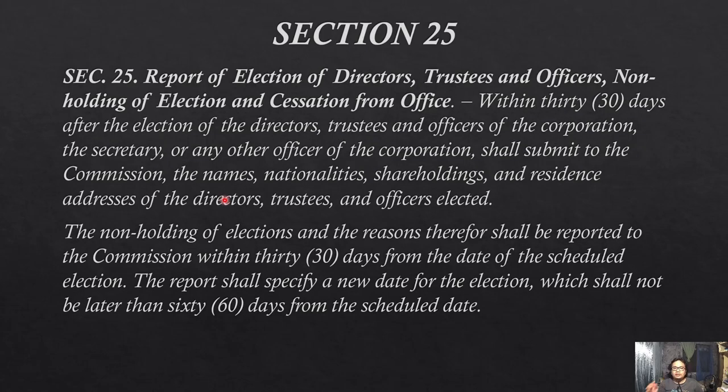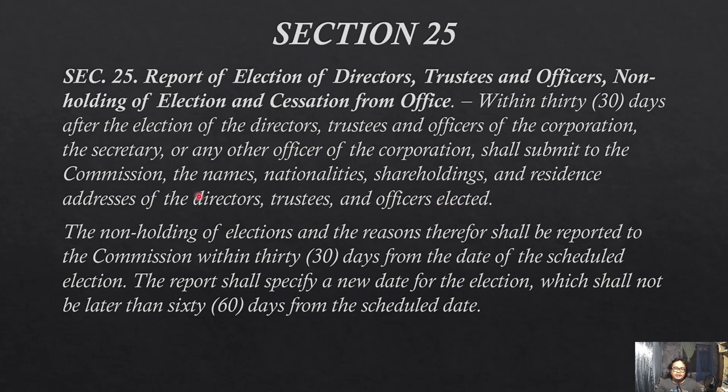Basically, this Section 25 talks about the report of election of directors, trustees and officers, non-holding of election and cessation from office. Where do they report? To the Securities and Exchange Commission. Section 25 provides that within 30 days after the election of the board of directors, trustees and officers of the corporation, the secretary or any other officer shall submit to the Commission the names, nationalities, shareholdings and residence addresses of those elected as directors, trustees and officers. They send a notice of the report to the Securities and Exchange Commission.